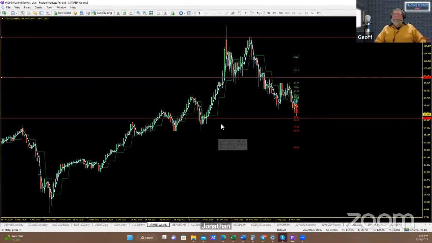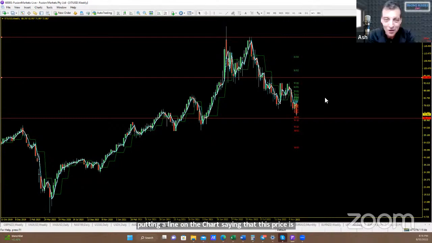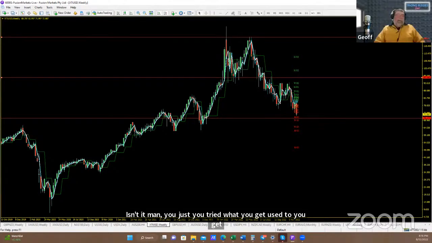Yeah. Something like that. Look, don't knock it. Is it any stranger than putting a line on the chart and saying that this price is going to bounce here? Absolutely not. No. It's just that we're used to doing that. That's what it's all about, isn't it, mate? You trade what you get used to. You trade what you learn, and you trade what you understand. In the end. One of my mantras through life has been: just because it's different doesn't mean it's wrong. And I'll leave you with that thought.